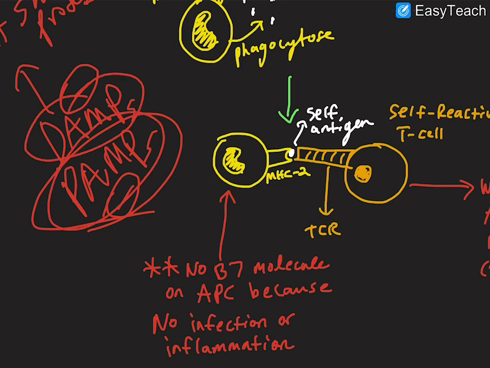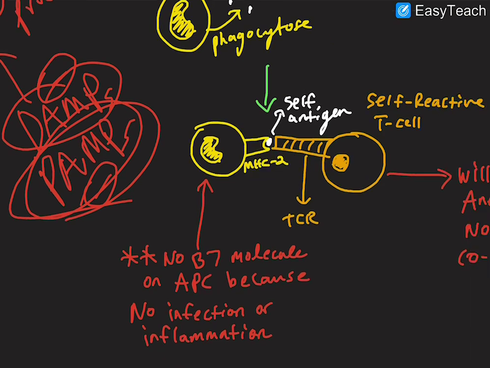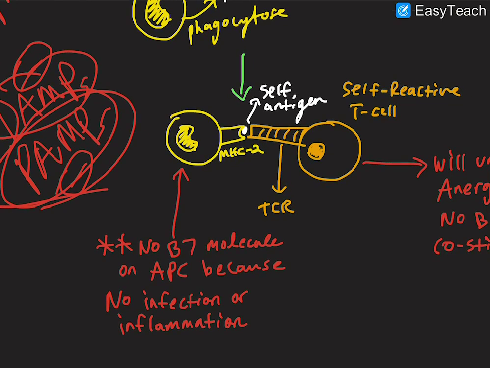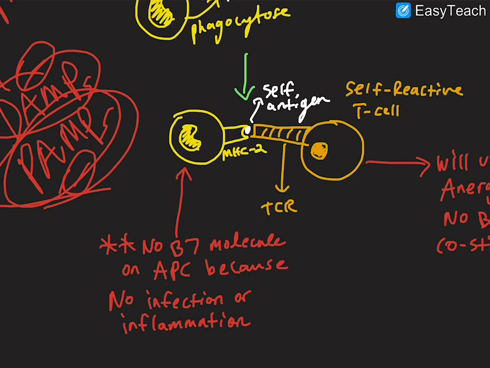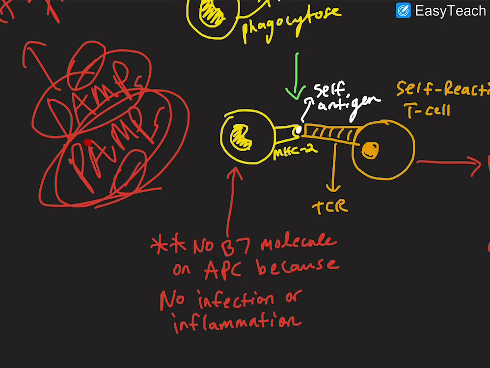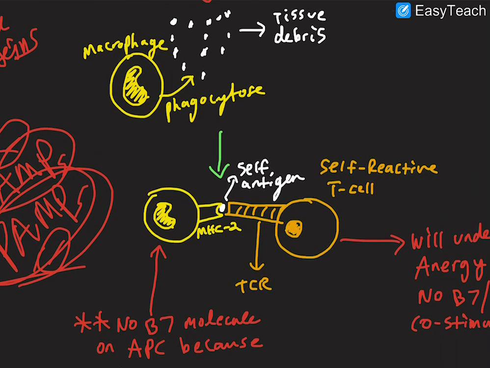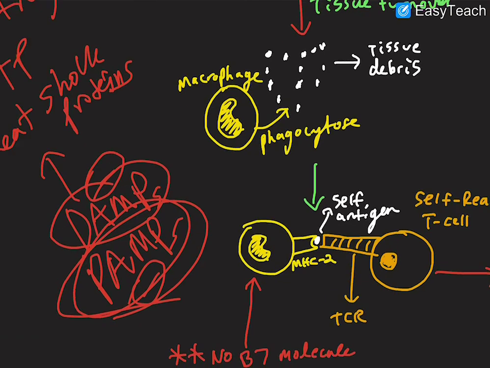So what I mean by this is that if DAMPs and PAMPs were present, then along with the presentation of self-antigen, your antigen presenting cell, due to the presence of DAMPs and PAMPs, would get activated and upregulate B7. So let's go and write that down. Remember, we have normal tissue turnover, but there's no inflammation, no infection, no tissue trauma, etc. If there's no infection, we have no pathogen-associated molecular patterns, like, for example, lipopolysaccharides.